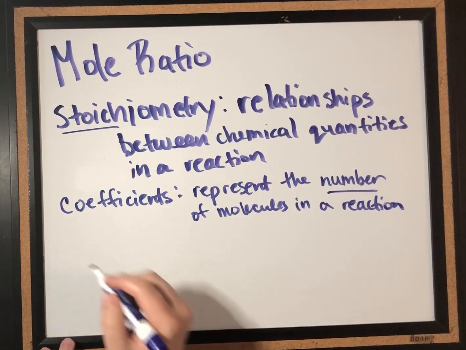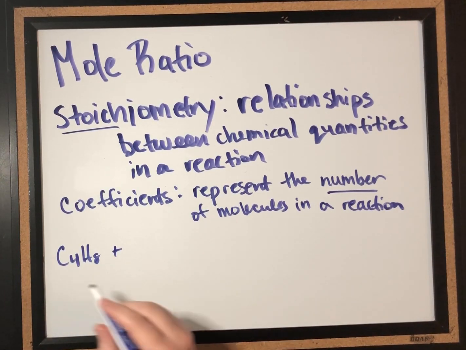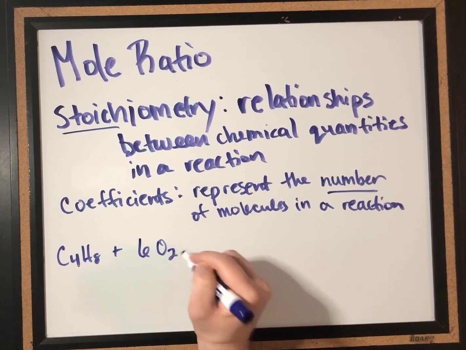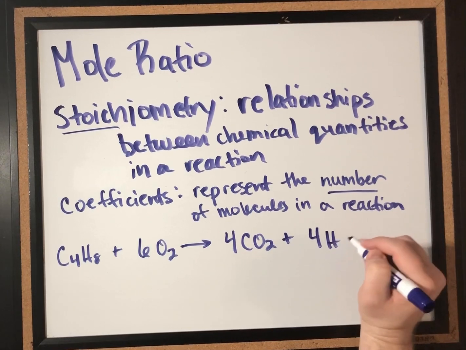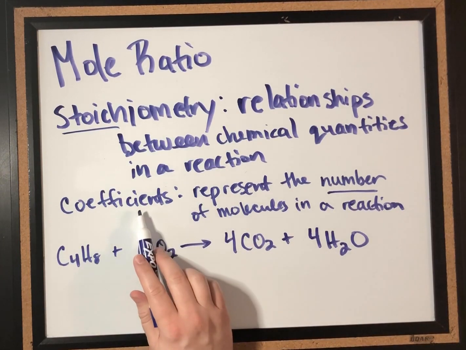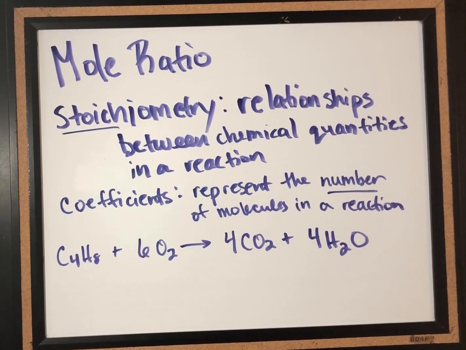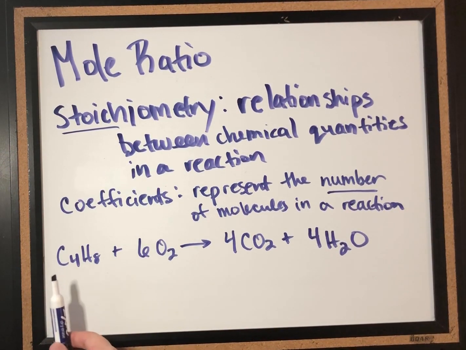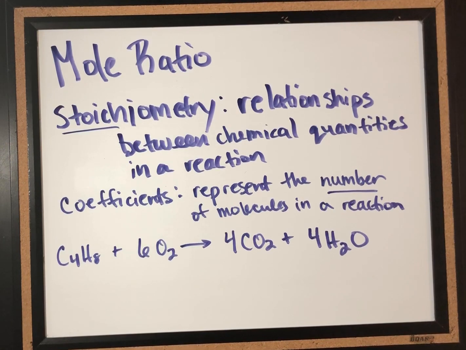So if I have the following reaction here, and this is going to be an already balanced reaction, C4H8 plus 6O2 yields 4CO2 plus 4H2O. You've seen this reaction before. Do you remember what type of reaction it is? It's a combustion reaction. So remember, the coefficients represent how many, or the number of molecules. What this reaction is telling us is that for every one molecule of C4H8, it will react with 6 molecules of O2, and it will form 4 molecules of CO2 and 4 molecules of H2O.